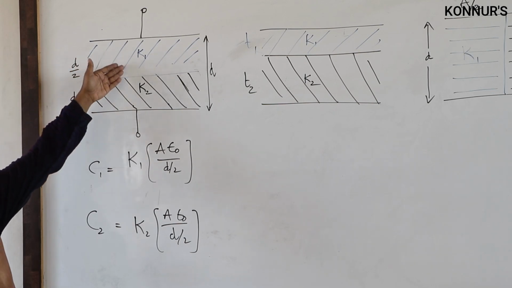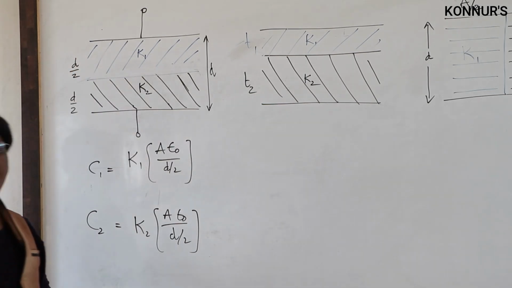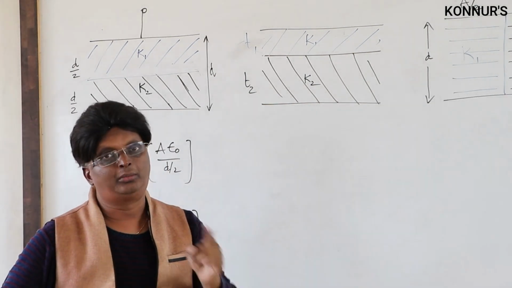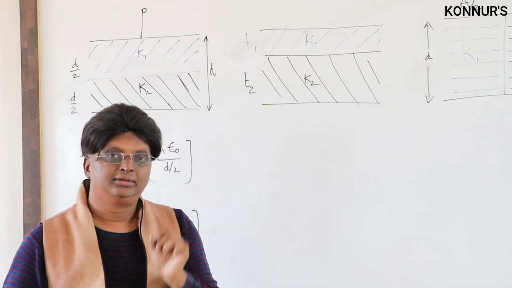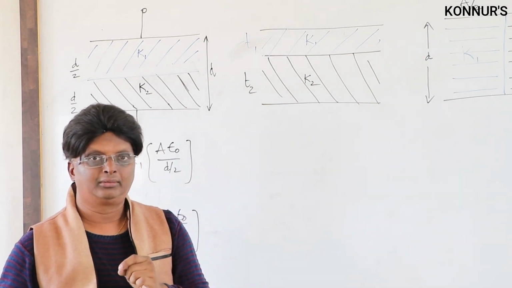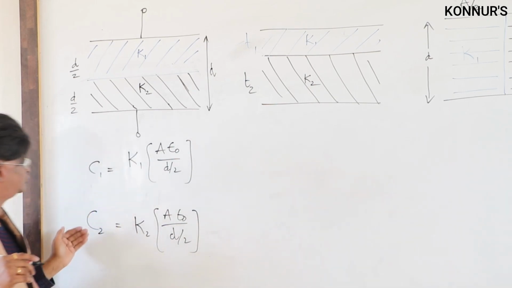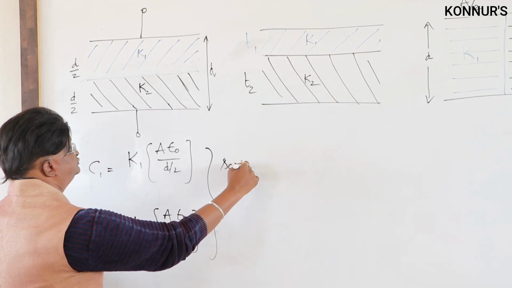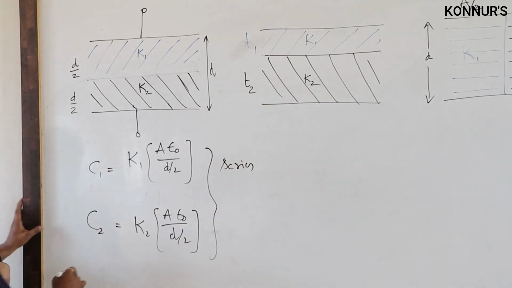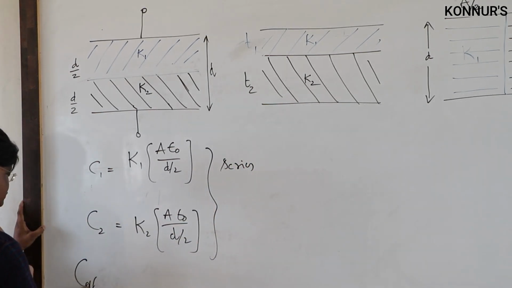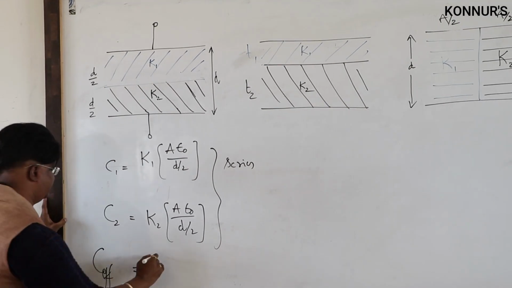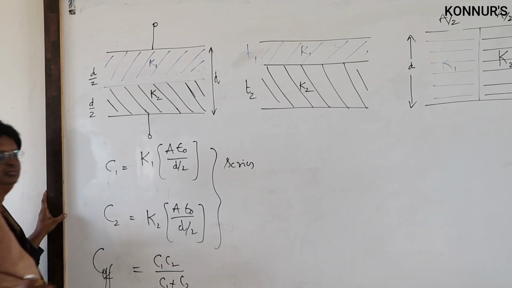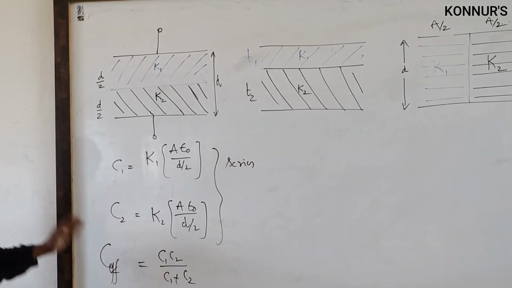No division of charge, no splitting of charge. A common charge among the capacitors is the series combination. You remember, right? Therefore now here C1 and C2 are two capacitors and they are in series. Therefore what will be the effective capacity? It will be C1 C2 by C1 plus C2.